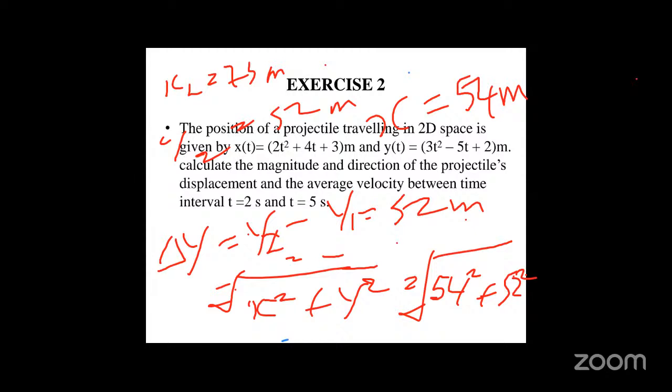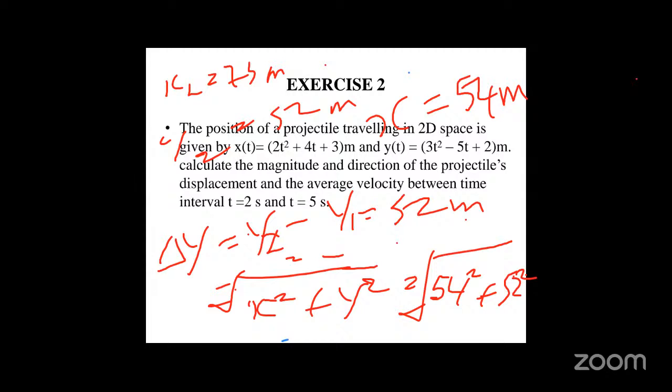So 54 squared is 2916 and 52 squared is 2704. So if we add them together, that is 5620.